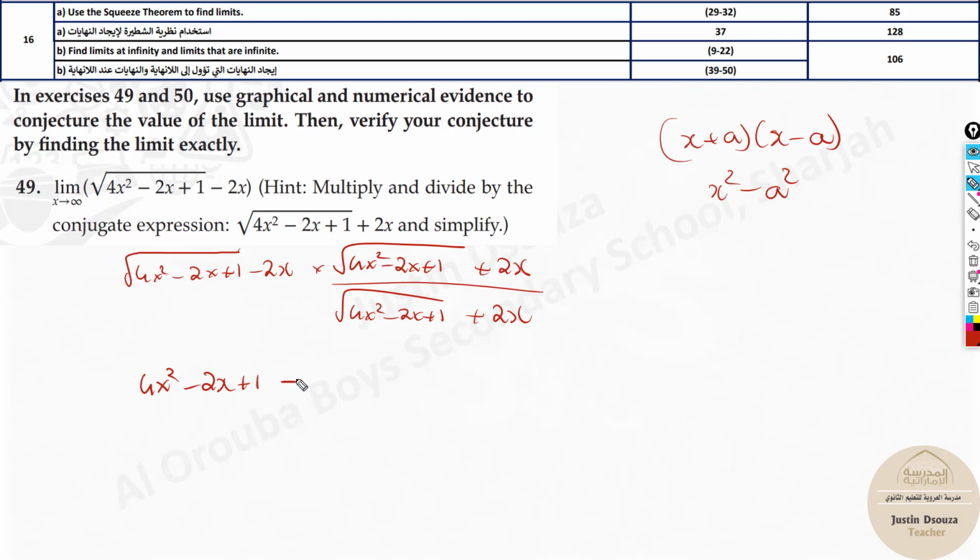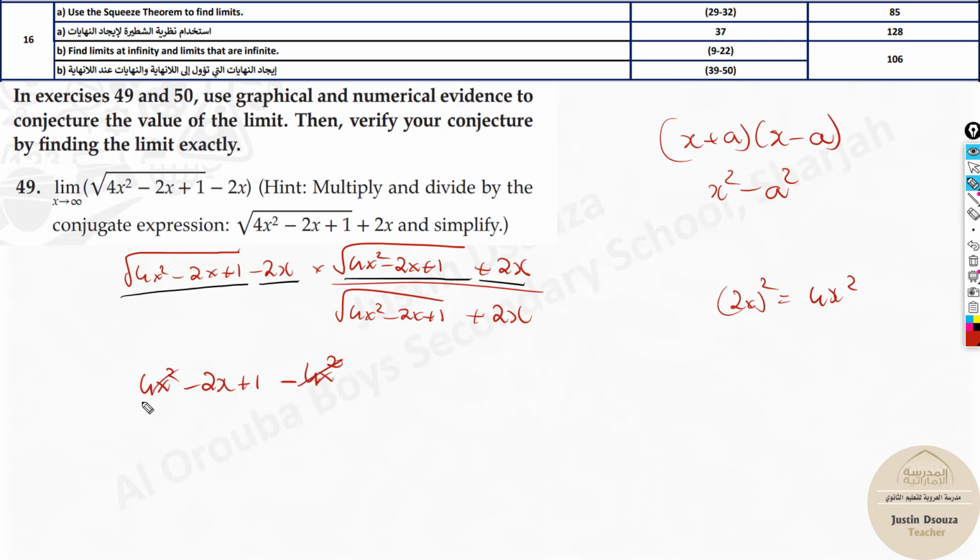And then minus the second term. What happens to this term? This also gets squared. That will be 2x the whole square, that is 4x squared. I'm just writing it directly because it's x plus a, x minus a. So this is the formula. It will be x squared, the first term squared, minus the second term squared, which is 4x squared. So I will have to write minus 4x squared.